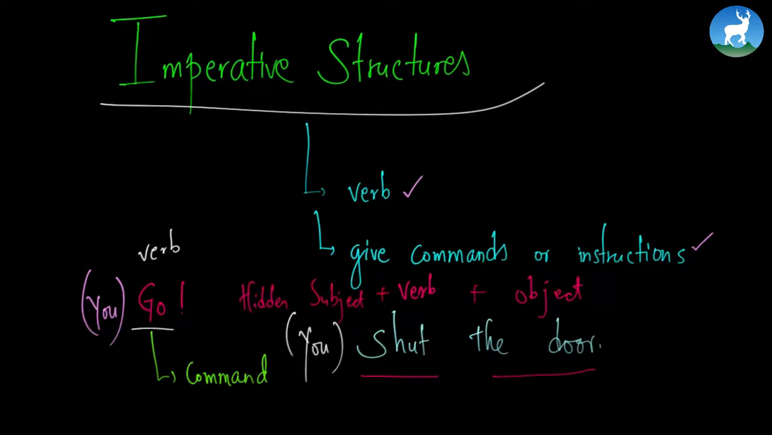Since the sentence begins with a verb, it has a hidden subject, and it gives commands. That is why we call it an imperative sentence. An imperative sentence is one of the types of sentences. Basically, there are 5 types of sentences based on function in the English language. An imperative sentence is one of them.